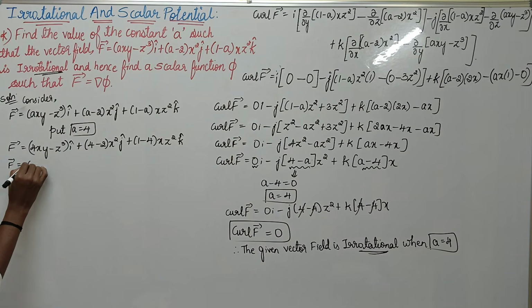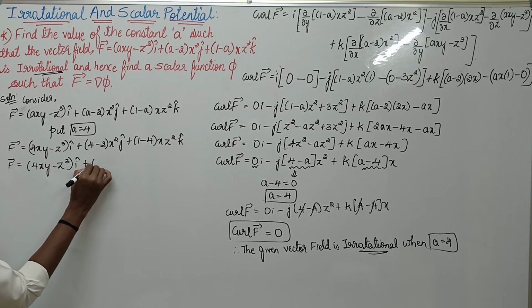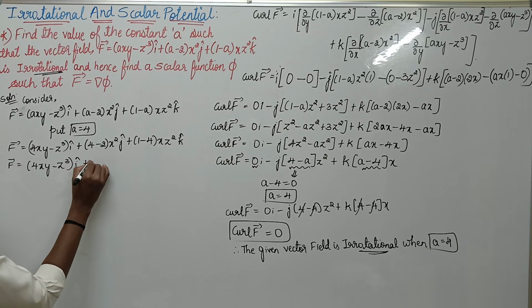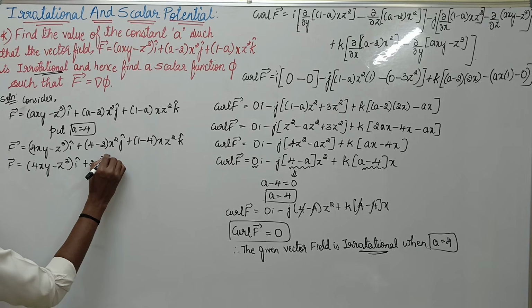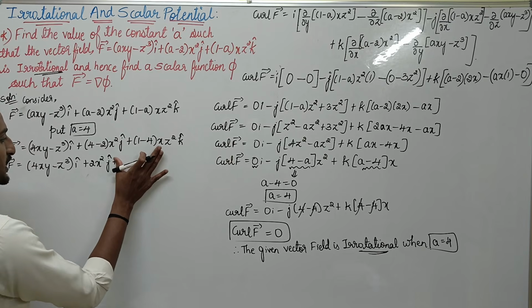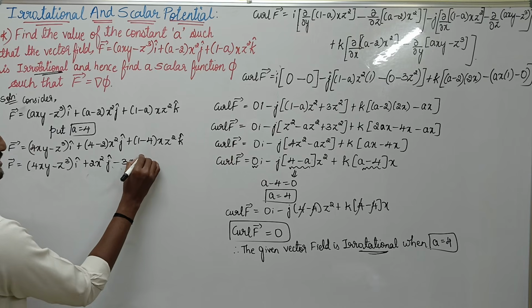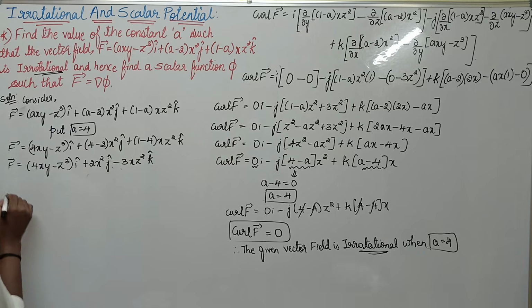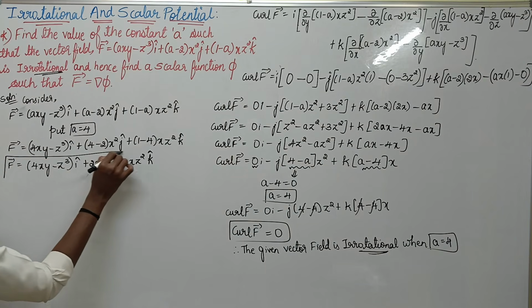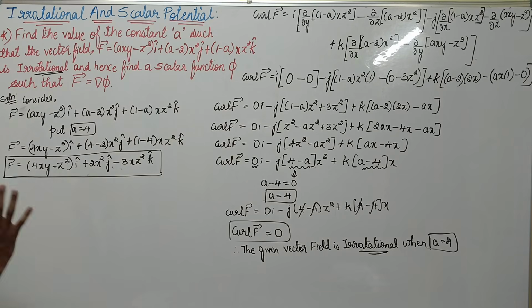Vector f is equal to 4xy minus z cube i cap plus 4 minus 2, you get 2x square j cap, plus 1 minus 4, you get minus 3, so plus into minus 3x z square k cap. This is our vector f. Got the point? This is our vector f. Now I am going to represent gradient phi. What does gradient phi represent?